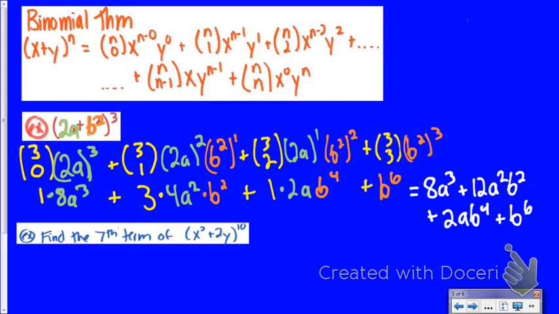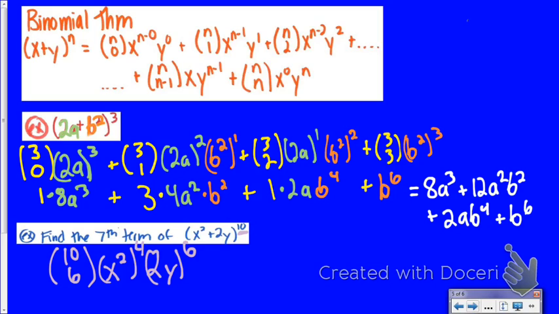So I need to find the 7th term. Well, I know this binomial is raised to the 10th power, which means the coefficient is going to have a top number of 10. And if I'm looking for the 7th term, then I have 7 minus 1, which is 6, and that's my bottom number. Then I can follow those same rules. I take the first term, and that's raised to the 10 minus 6 power. And then I take the last term, and that's raised to the bottom number power. Then I can work this whole thing out to figure out what this term is going to be.